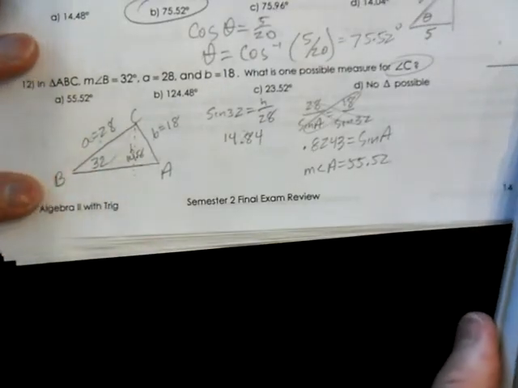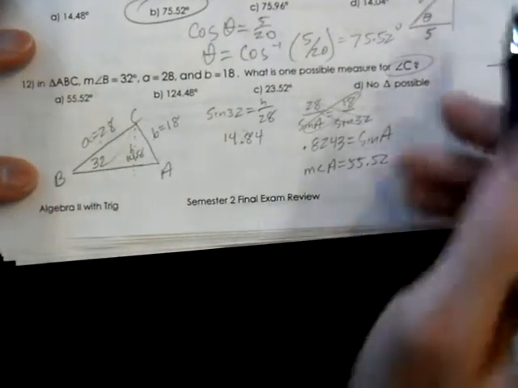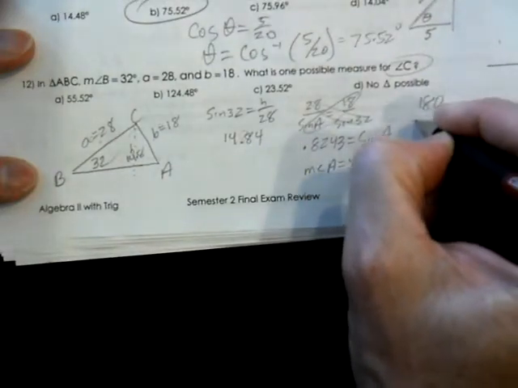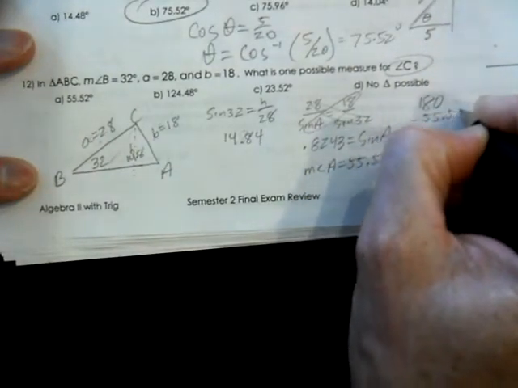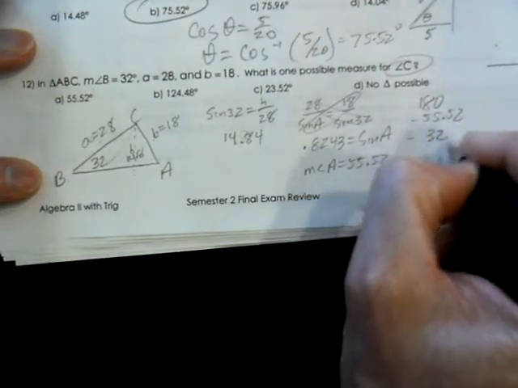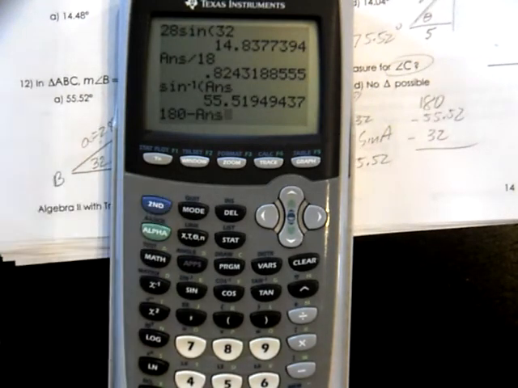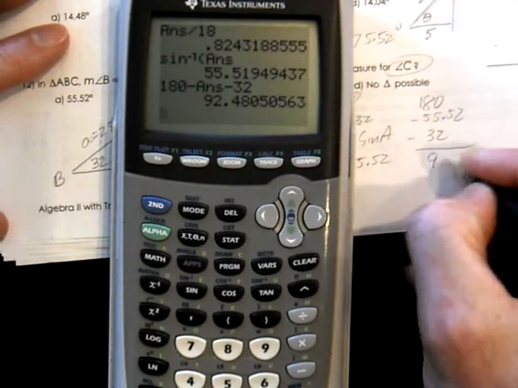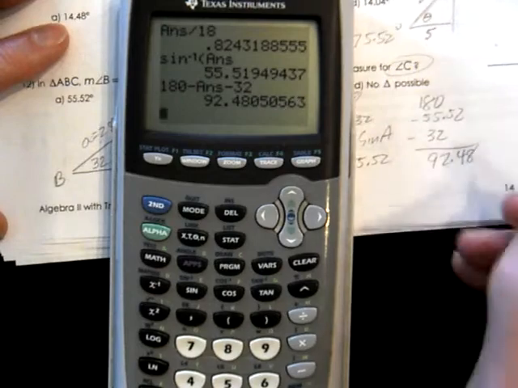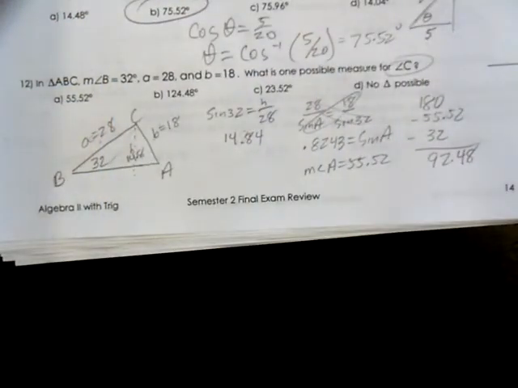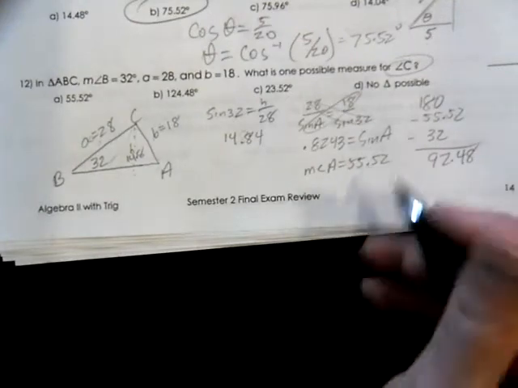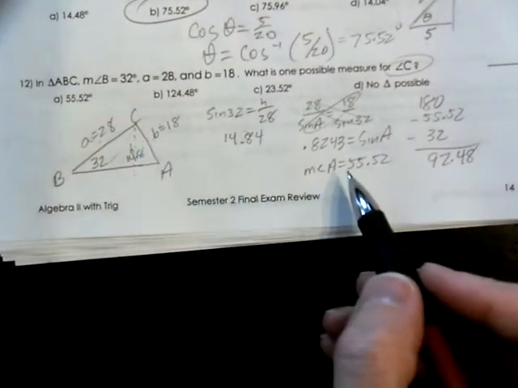We want angle C, which is 180 minus 55.52 minus 32. We're hoping that that's the answer. So 180 minus our previous answer minus 32 should give us something in the 92 zone. Oh, trickery. Okay. So that's not the one that they're providing us.